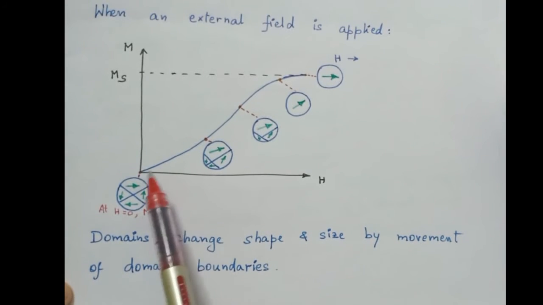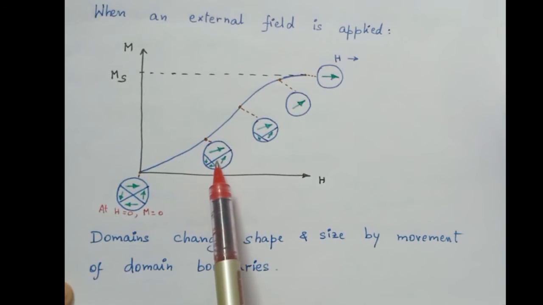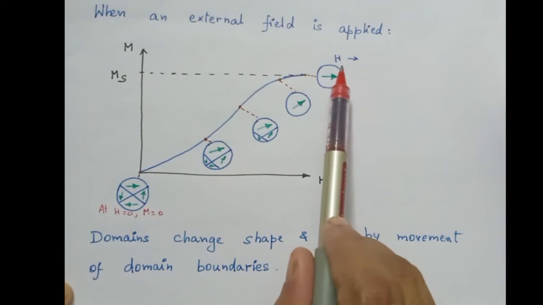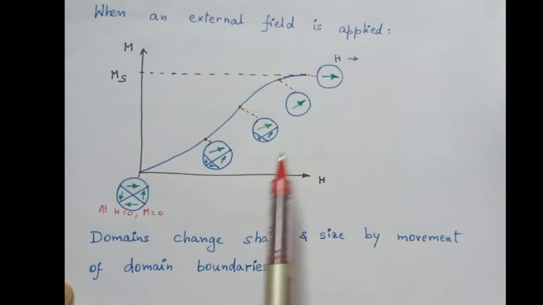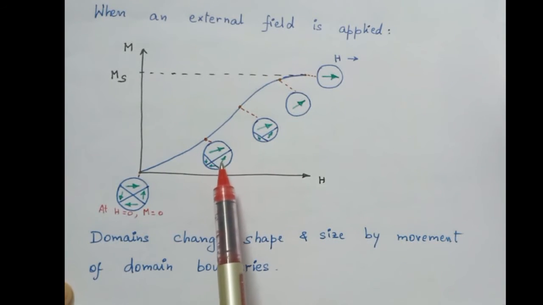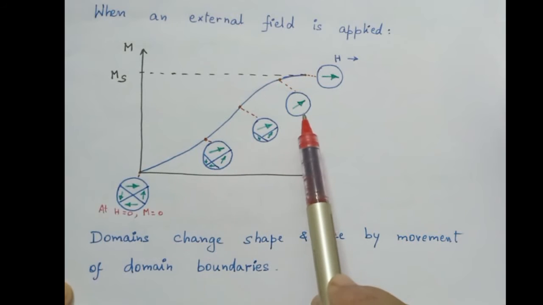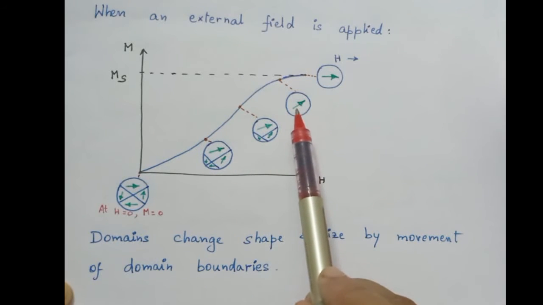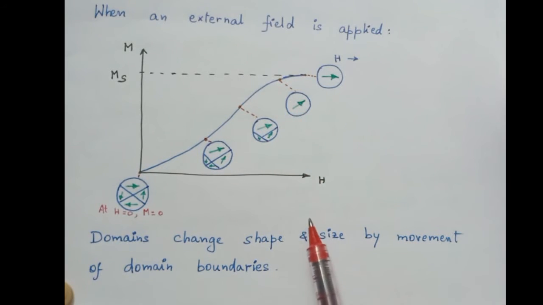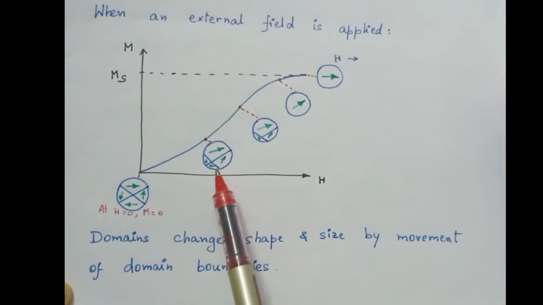As the external field increases, you can see that the domains that are favorably oriented, the field direction is given by this direction. The favorably oriented domains grow at the expense of the unfavorably oriented domains. This continues till the entire specimen becomes a single domain. And this happens by movement and rearrangement of the domain walls.